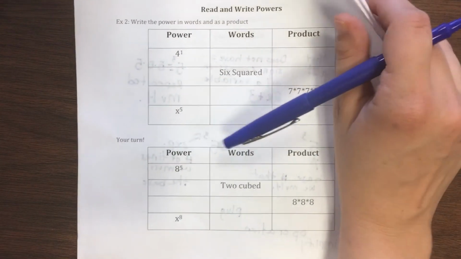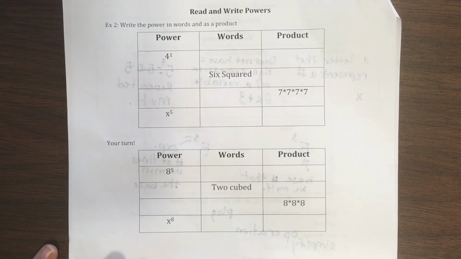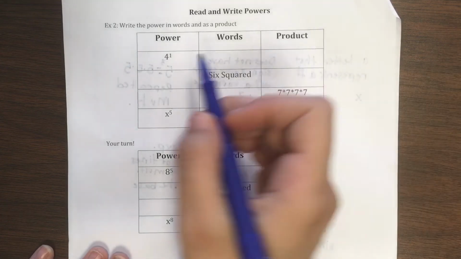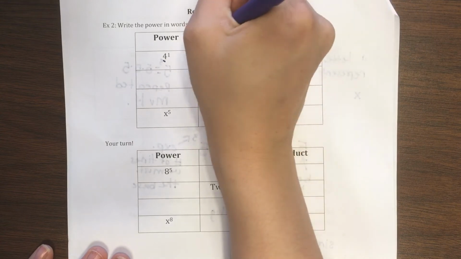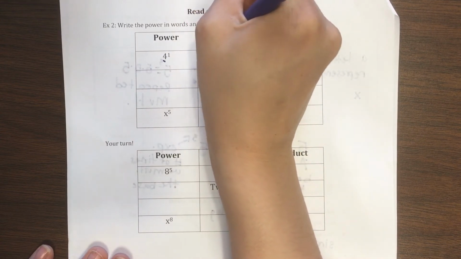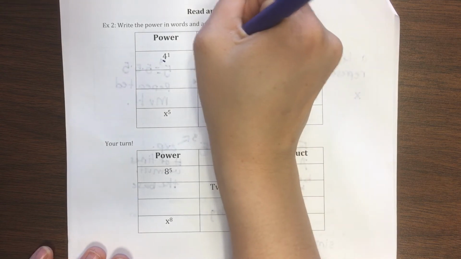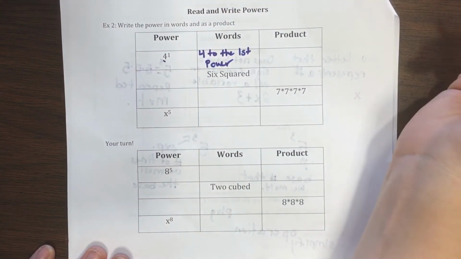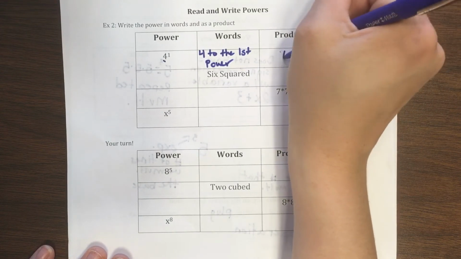Go ahead and flip your page. I'm going to go through one more thing. It says write the power in words and as a product. So right here we have a 4 as a base and our 1 as our exponent. So this would be written as 4 to the first power. Written out as a product, well, it's just going to be 4.